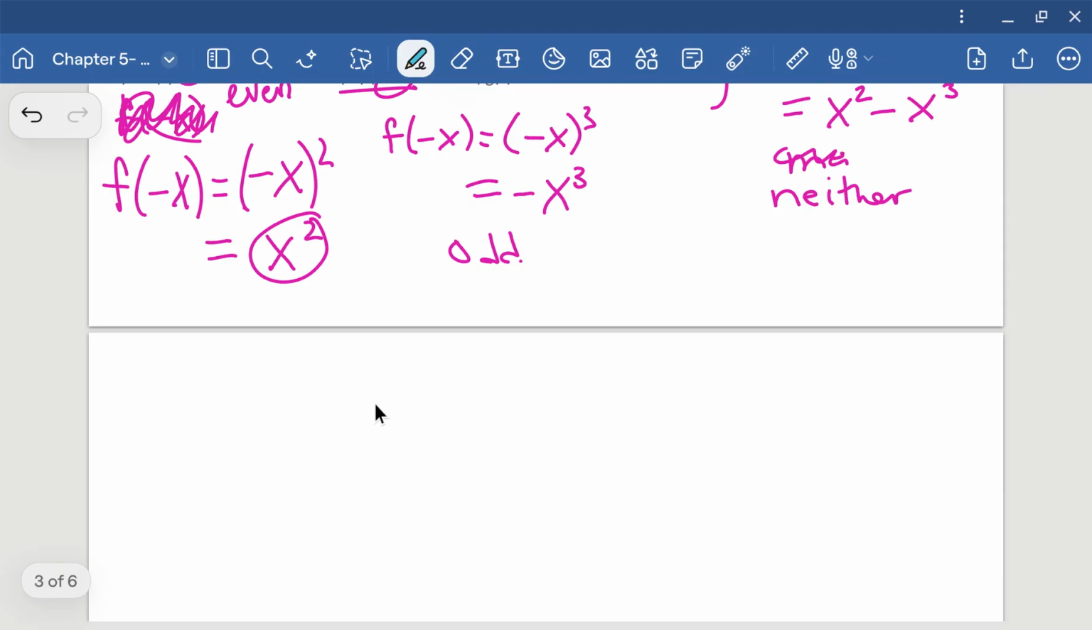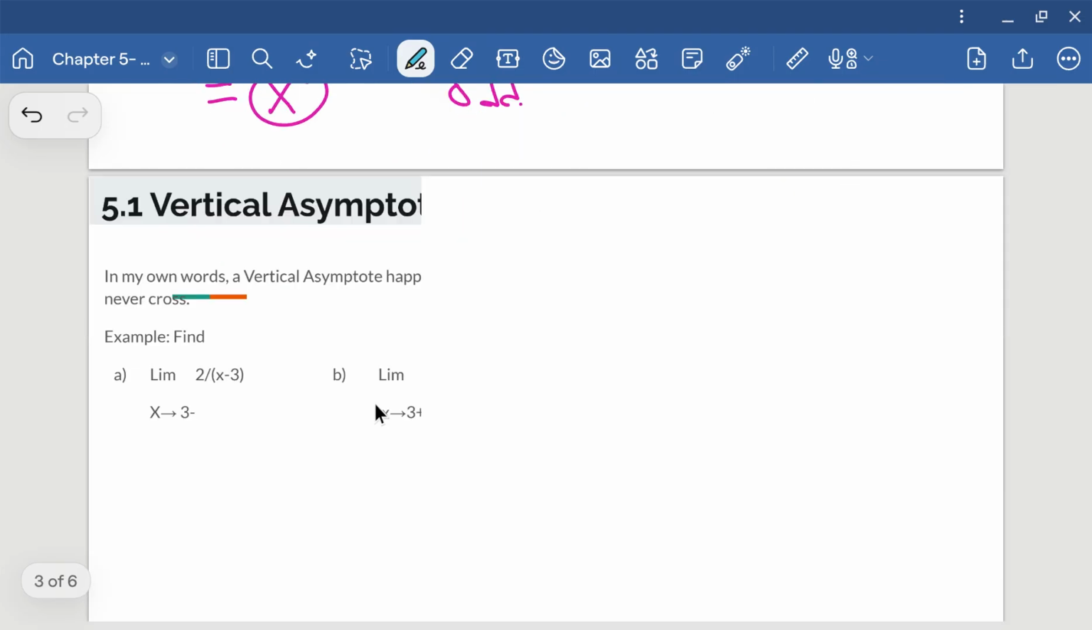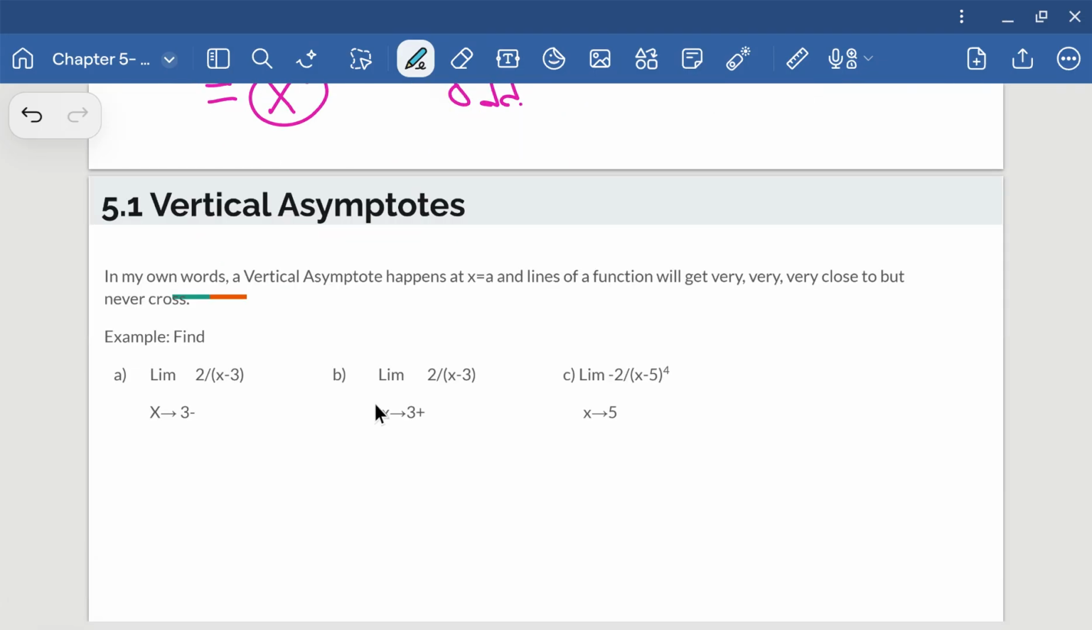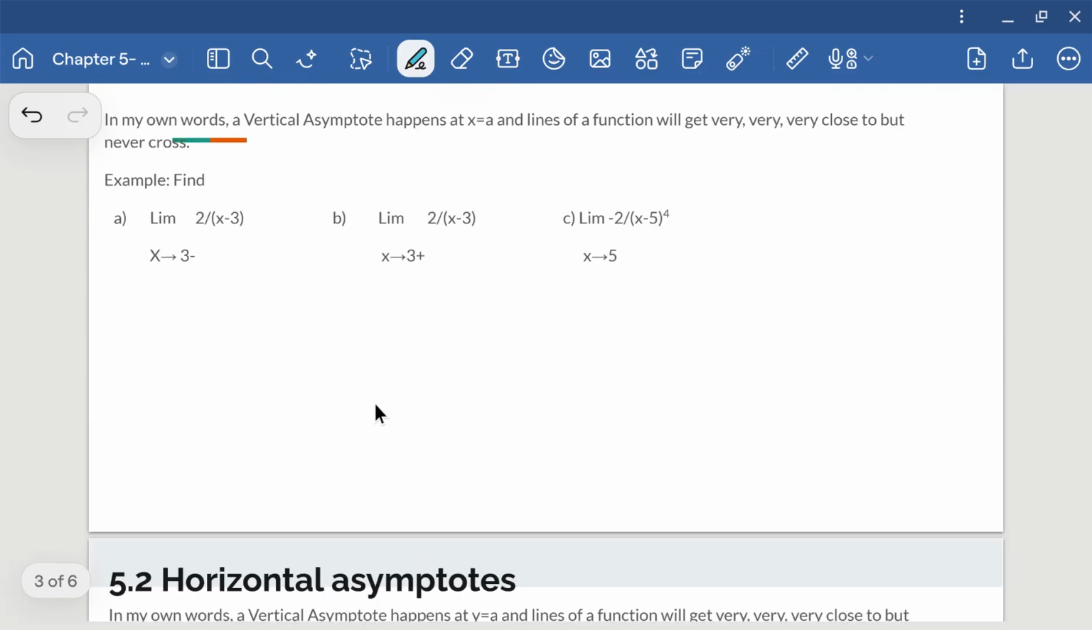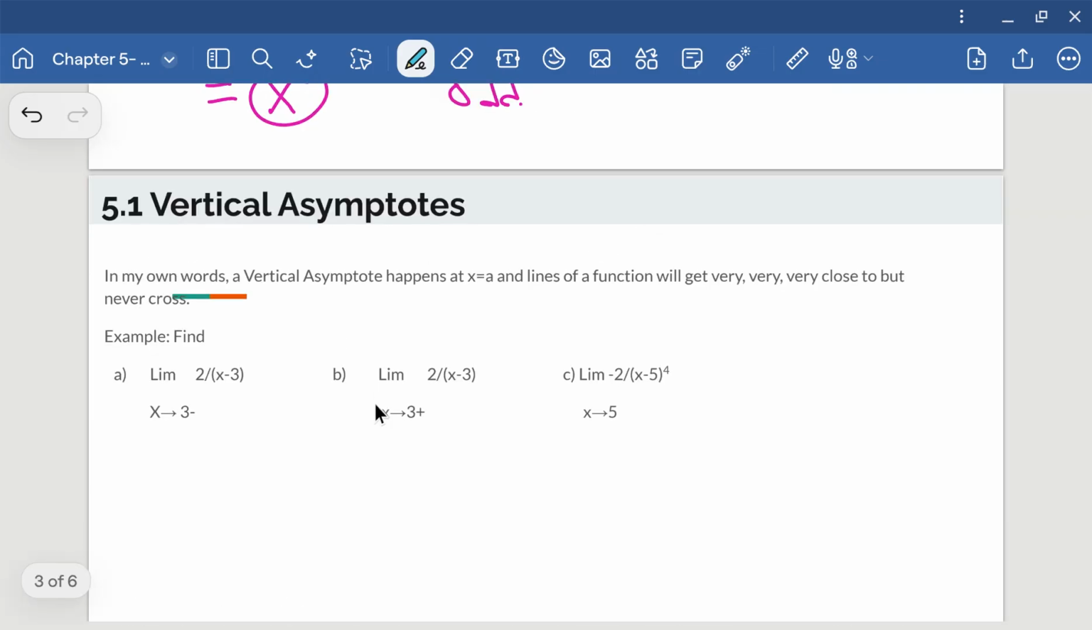Moving on to the first official section, looking at vertical asymptotes. If you look at your textbook or some other information, it might be fairly wordy, but I tried to simplify it here. A vertical asymptote will happen at x equaling a number, and the function will get very, very close to that number, but it will never cross.